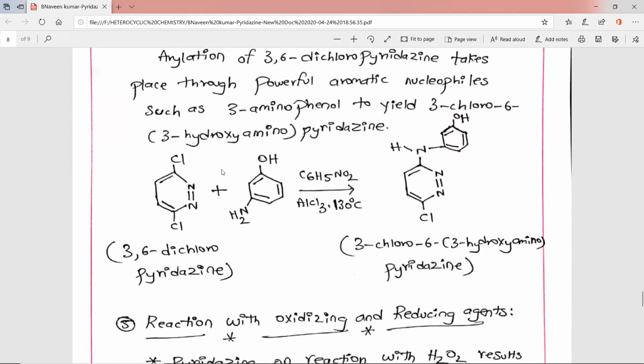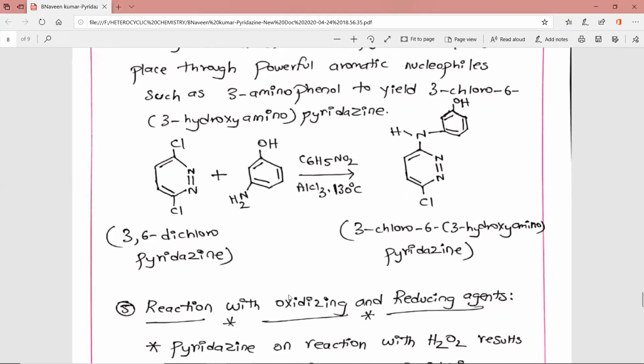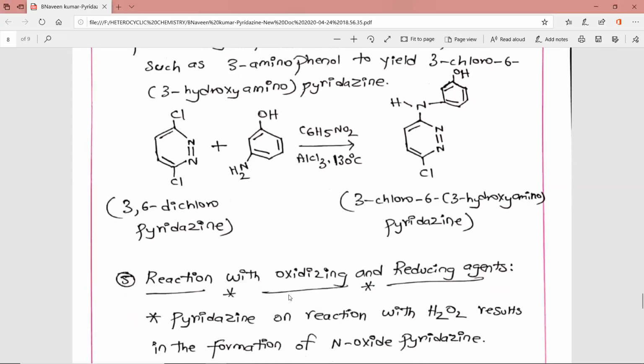This NH2 is attacking as a nucleophile at the carbon atom. So it is an aromatic nucleophilic substitution. This 3-aminophenol acts as a powerful nucleophile and it can displace the chlorine atom present in the ring system to form a substituted product. So it is a nucleophilic substitution reaction.